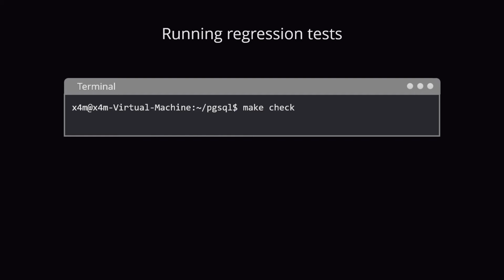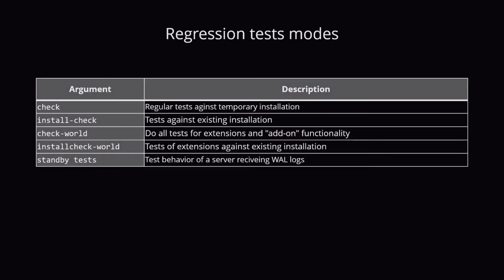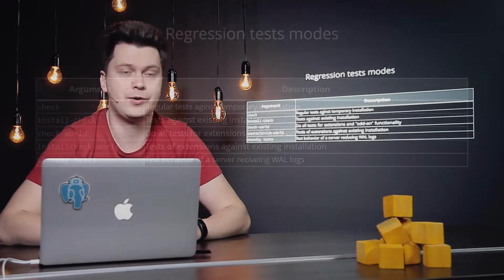source code. There are some different modes of regression tests. The default mode of regression test is just check. These are basic tests executed against a temporary installation. It's quite easy. The script will create a cluster for test purposes, execute tests, report what's wrong, what's broken, and then just destroy and delete everything it created, including the temporary installation. You don't have too many artifacts from running make check. Just make sure everything is okay with your code.